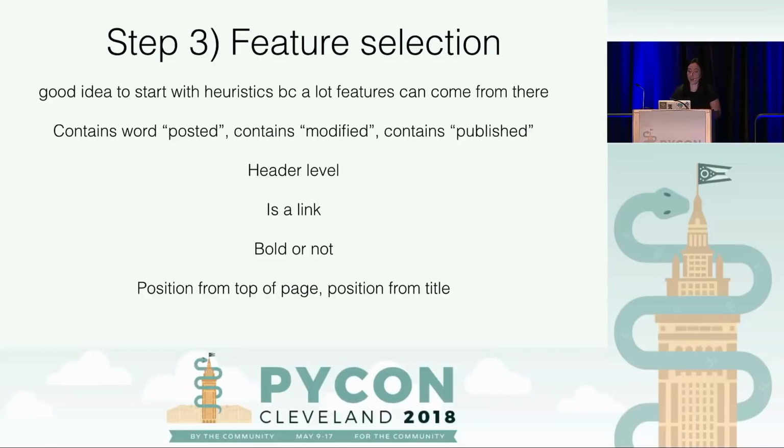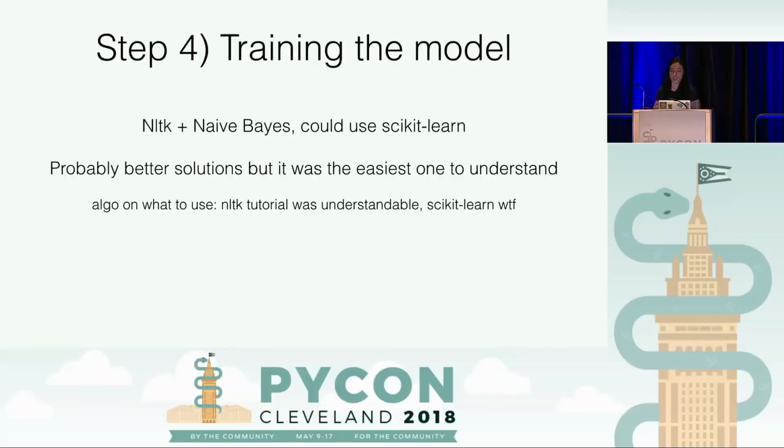So stuff like contains the word posted, modified, published, the header level, is it a link, is it bold or not, that kind of stuff. Pixel distance from top of the page. Then you train the model.